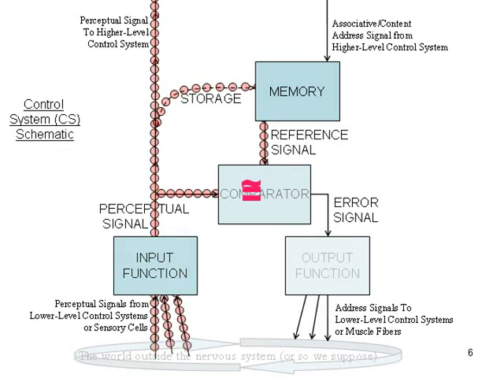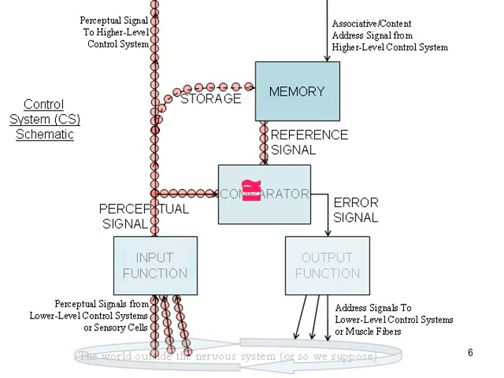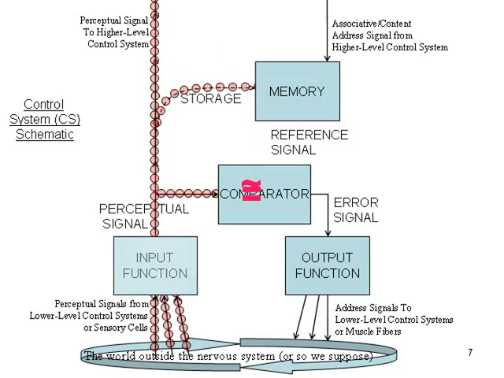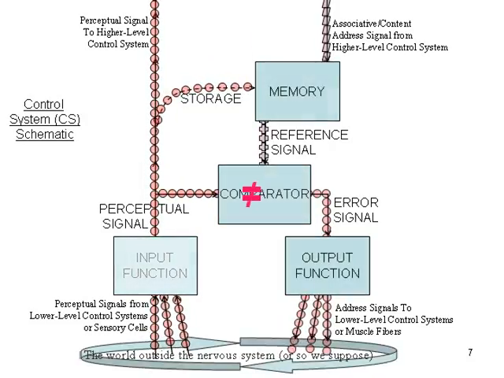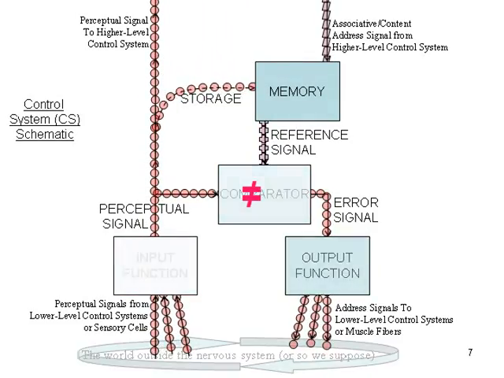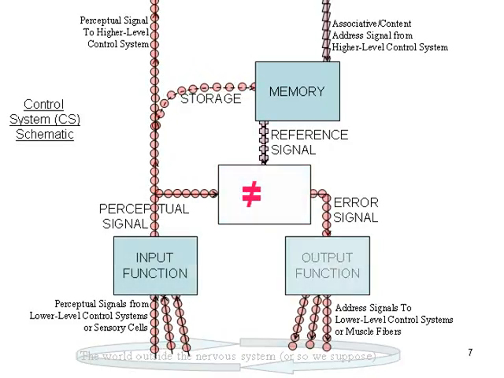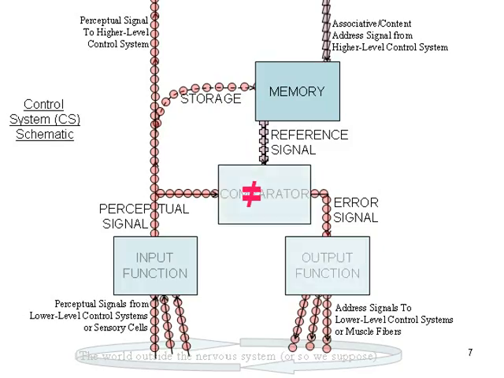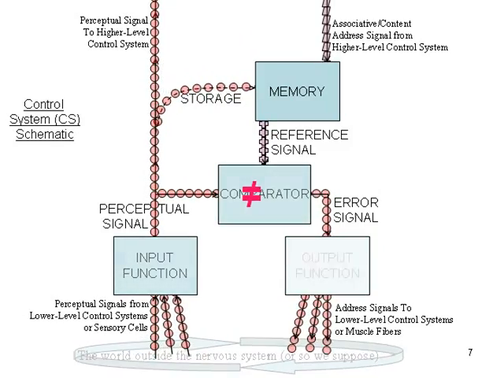Note that even though the comparator of the CS is satisfied, the comparator of a higher level CS may not be satisfied with its perceptions. So it may send down a different address signal, altering or restarting the process here at this level. So from this we see that each CS uses CSs below it to control its perception, and in turn is similarly used by the CSs above it.